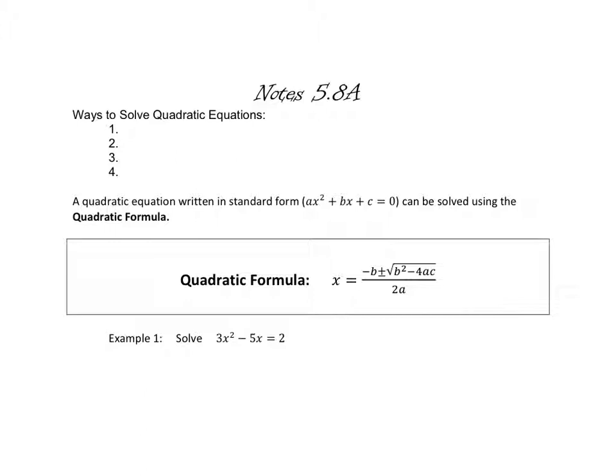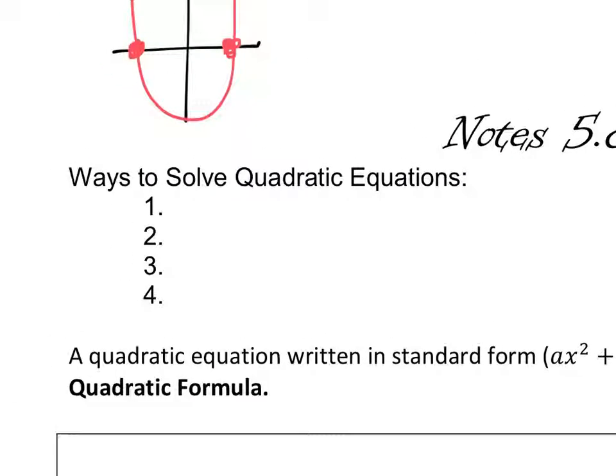5.8a gives us another way to solve quadratic equations. Remember that when we're solving quadratic equations, on our graph, what points are we looking for? The x-intercepts. All right? So what ways do we have so far to solve these? What on the calculator? Graphing. Okay. That was the first way we learned.